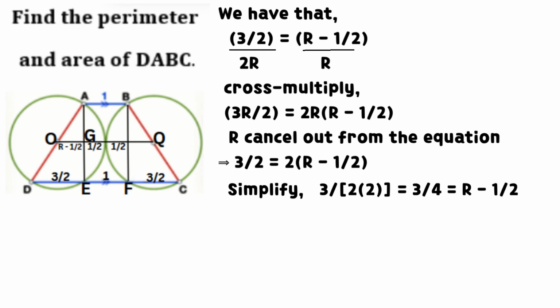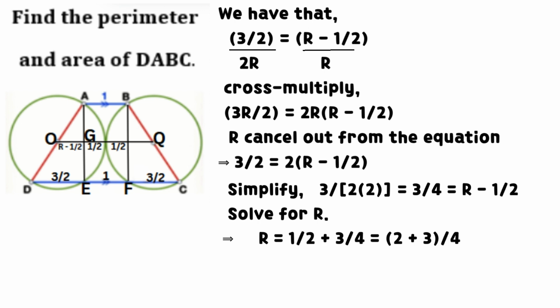Simplify. 3 divided by 2 times 2 equals 3 divided by 4, which equals R minus half. Solve for R. This implies that R equals the sum of half and 1/4 of 3, which equals 5 divided by 4. Hence, R equals 5 divided by 4.